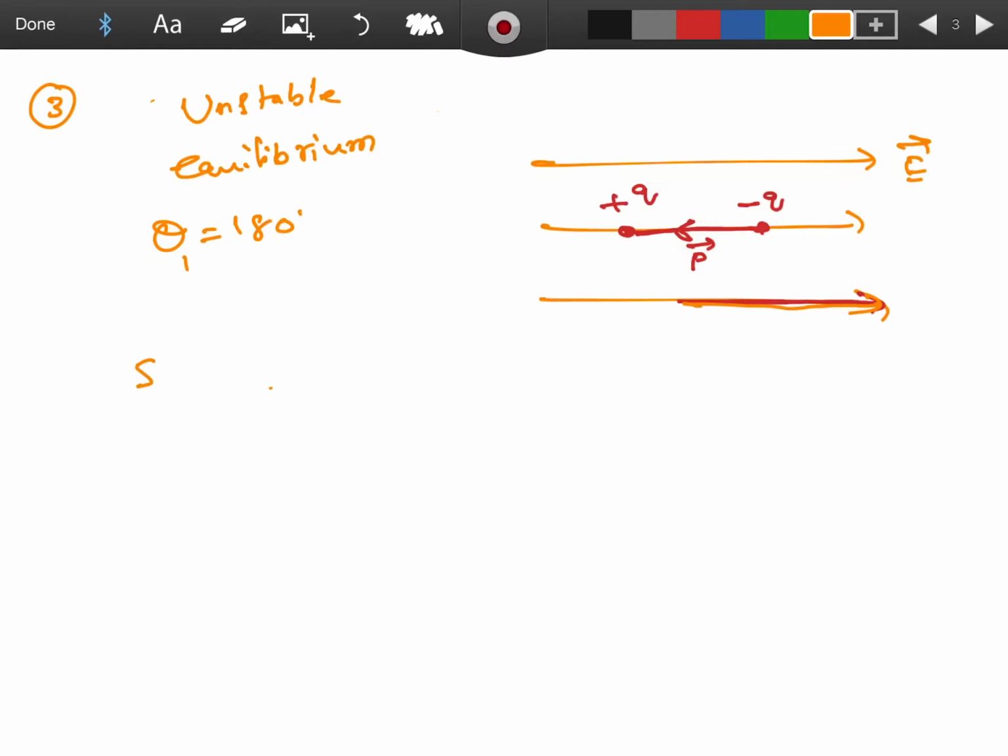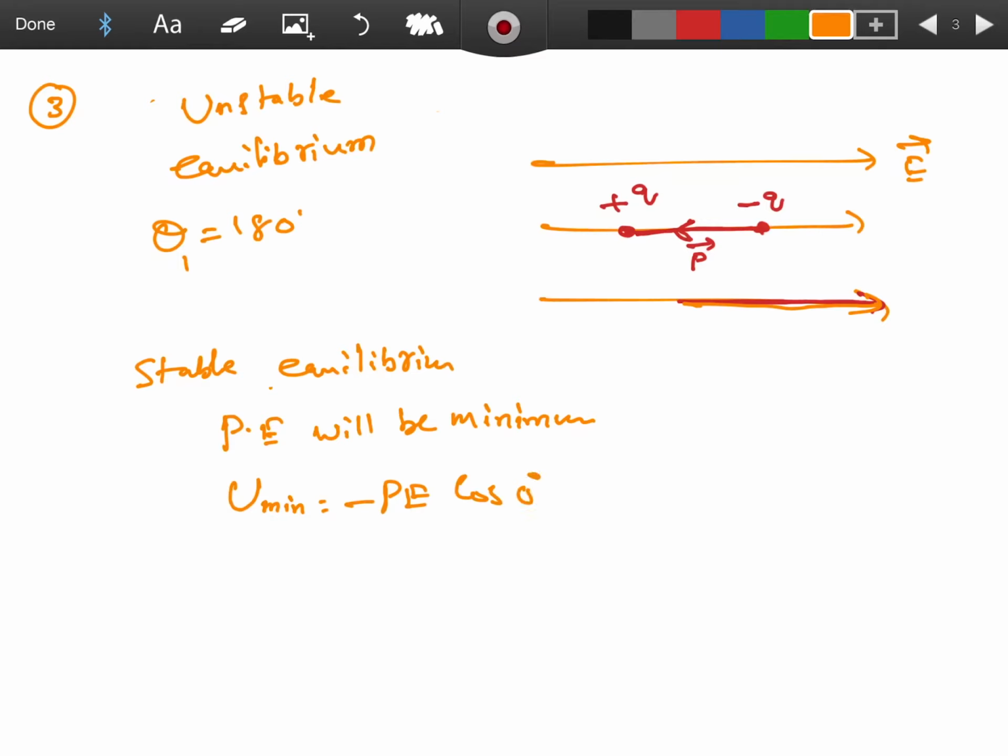Then what is stable equilibrium? Stable equilibrium means potential energy will be minimum. Potential energy minimum means U equal to minus PE cos 0 degrees, which is minus PE. Here theta equal to 0 degrees. That means P bar, dipole moment, and electric field both should be in the same direction. This is E bar.